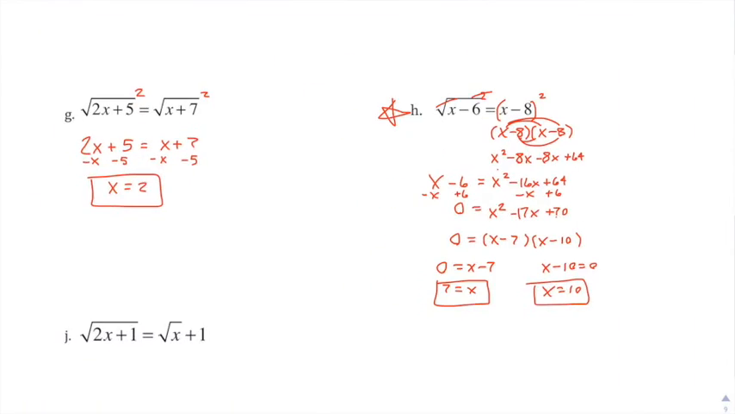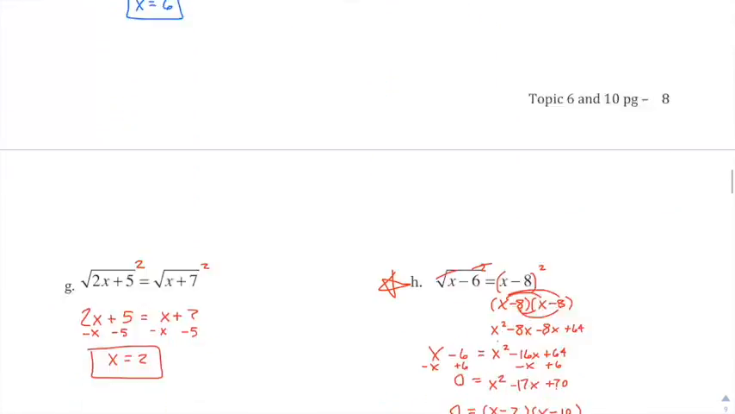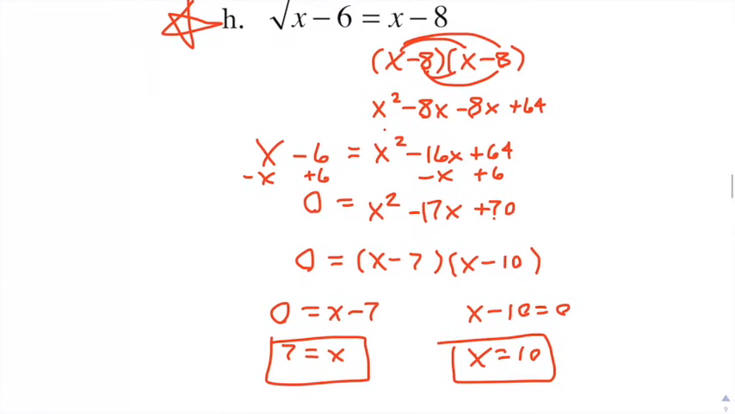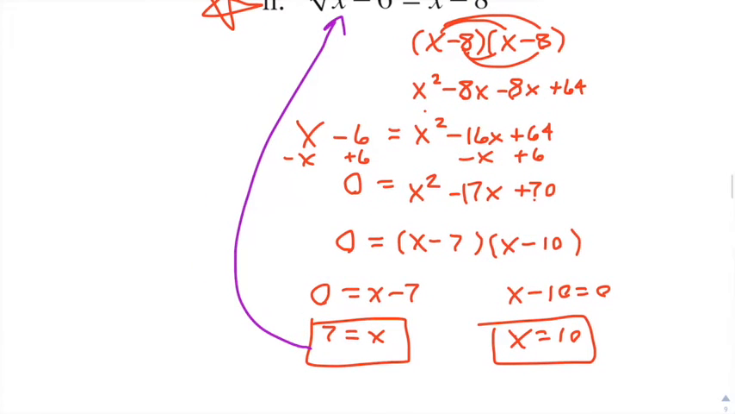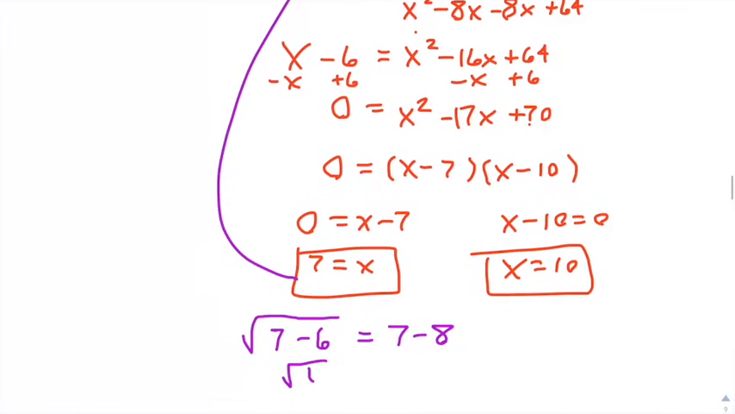Now, like I said at the very beginning, we need to check solutions when there are multiple x's, like there is an x on the right-hand side. And especially since we got two answers here, we're going to take both of those answers, and I'm going to write it out here just to make sure we do it right. I'm going to plug them back in for x right there. So the first one will be the square root of 7 minus 6. And then we're going to see if that's the same thing as 7 minus 8. So the square root of 7 minus 6 is the square root of 1, which is 1. But then 7 minus 8 right here is going to be negative 1.